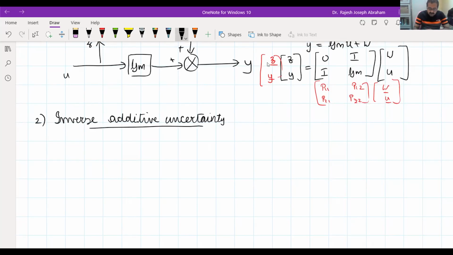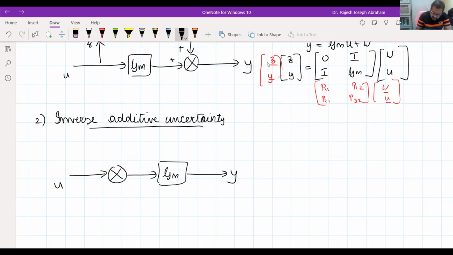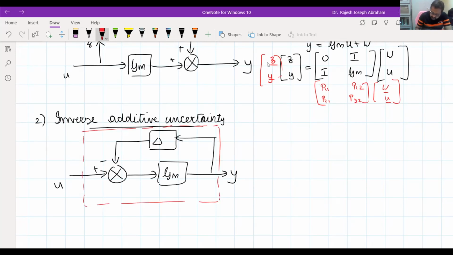Okay. In inverse additive uncertainty, perturbation appears as an inverse factor like this. This is our nominal plant GM. This is our output Y. This is the input U, and this is our delta. So this will be our GP, the perturbed plant.